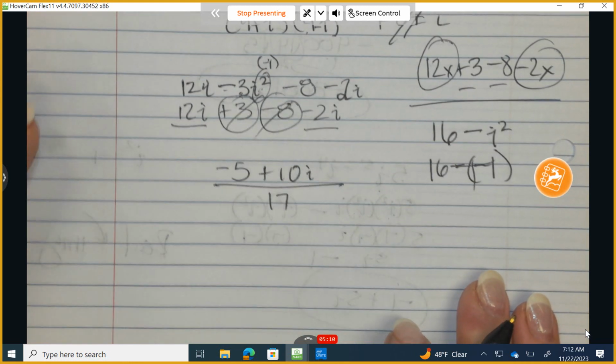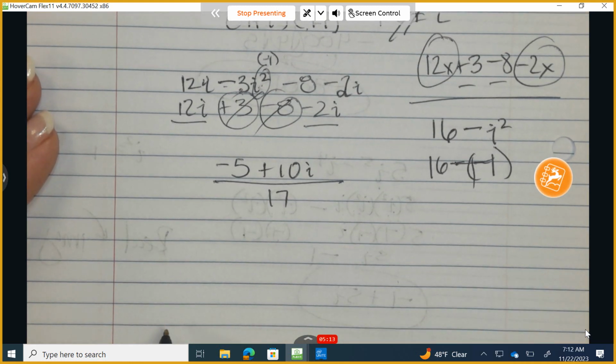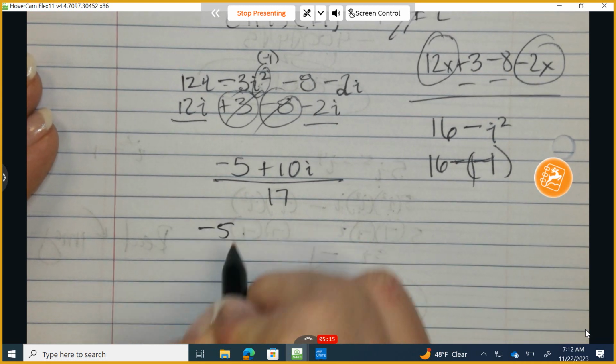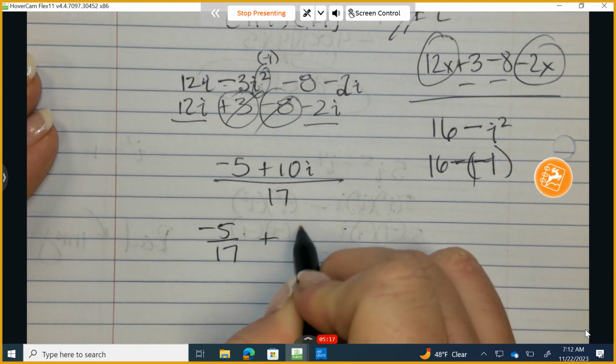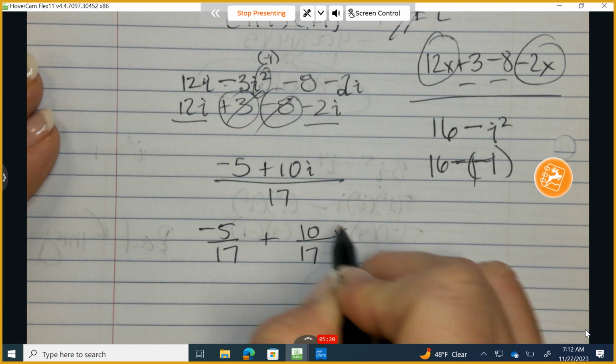And you may see some stuff like this on the test. Mr. McFarland does want us to separate this if we look at the answer key. So the real portion is -5 over 17, and the imaginary portion is 10 over 17i.